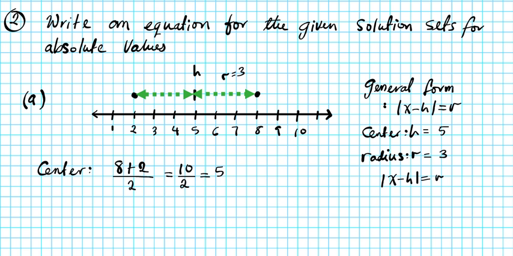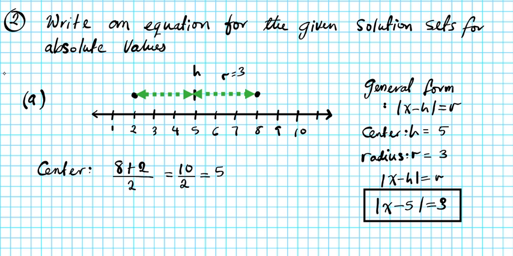So we're going to have absolute value of x minus 5 equals 3. And there goes your final answer. So if you solve this absolute value equation right here, you're going to end up with this graph as your solution set. Okay?